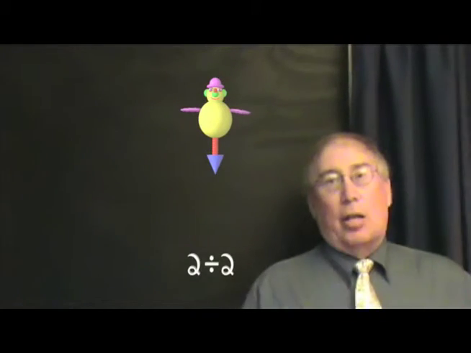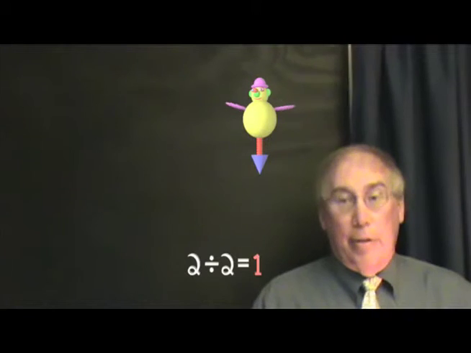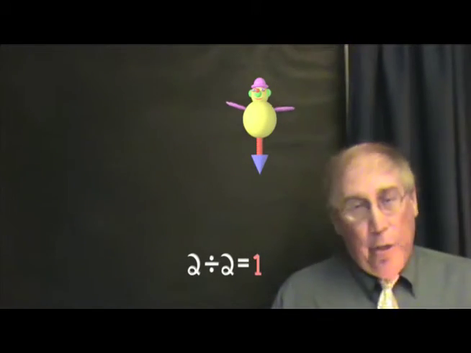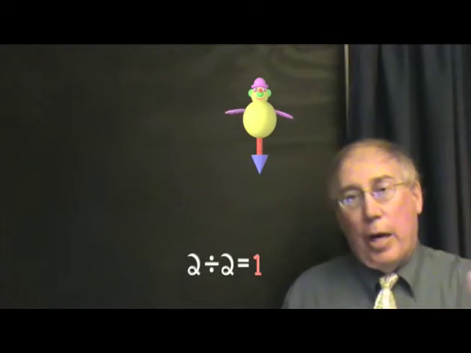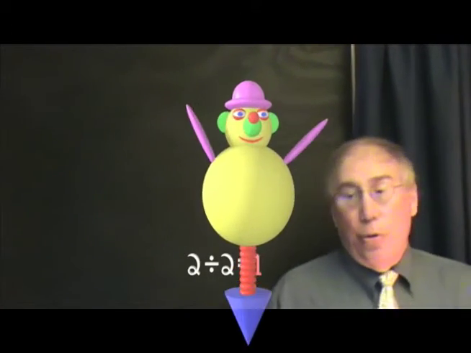So let me just recap here. When you have a string of numbers with different operators, and you want to work the problem, start from left to right, do multiplication and division as you come across it, and then you do addition and subtraction the rest of the way.